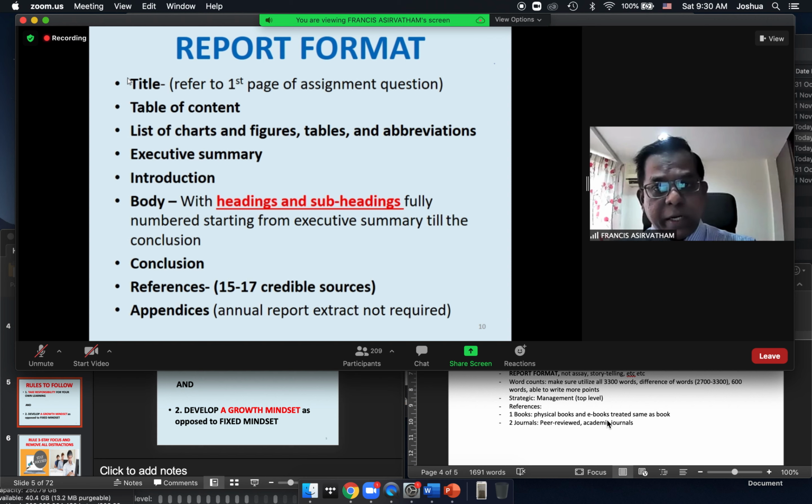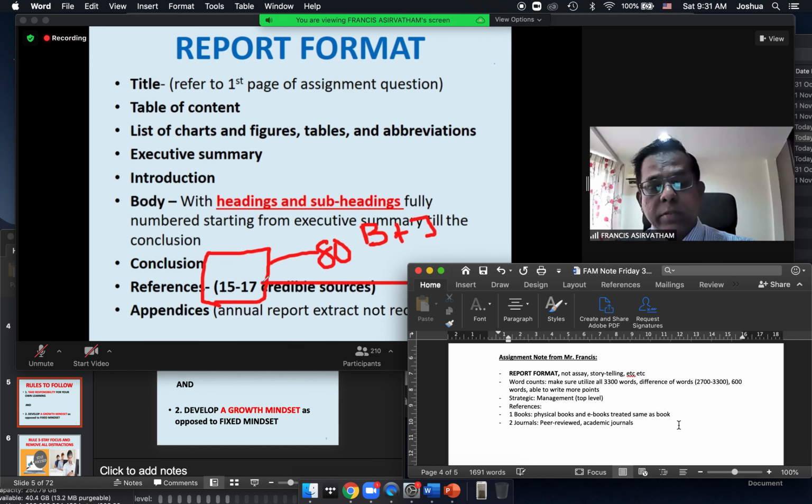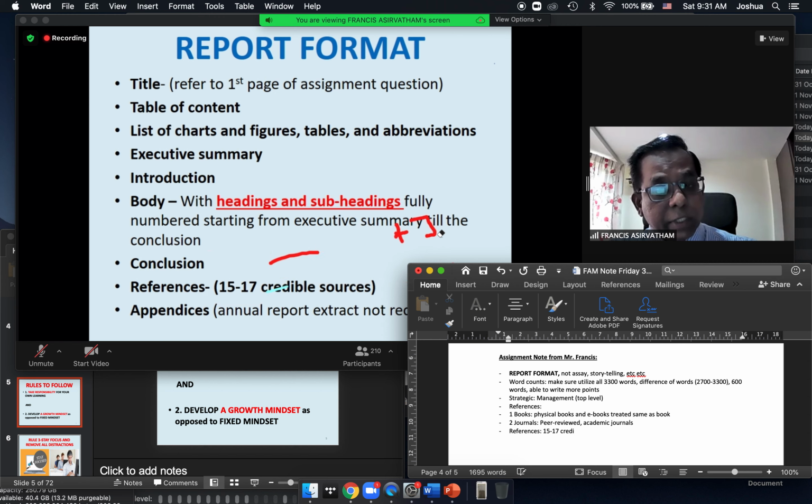Reference, I put very clearly, you don't need to reference more than 17. 17 is enough. And from 17, 80% must be from books and journals. 20% can use websites, www, where I got my website. So 80% still books and journals. The reason I'm telling you this is because we are looking at the distinction range. The appendix annual report extract is not required. Don't do it because we have seen students putting it in. I'm not interested in the report.